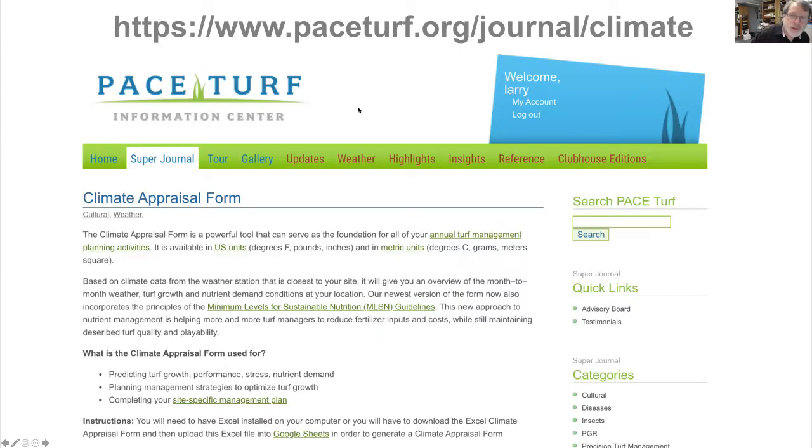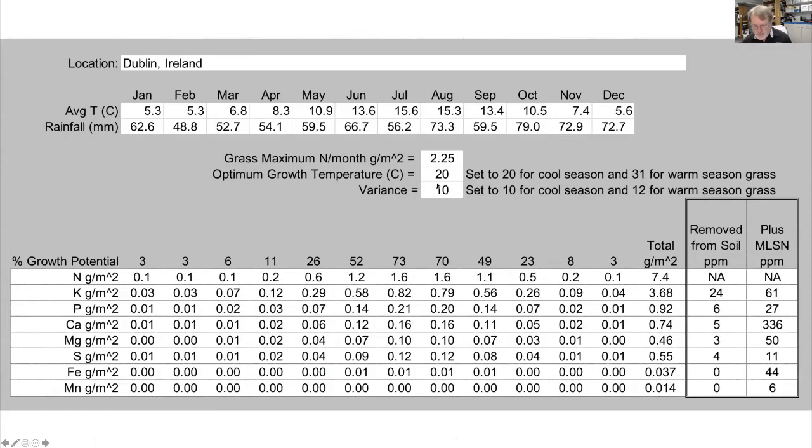So you can get the spreadsheet to run this from the Pace Turf website up here at the top of the screen. It's paceturf.org/journal/climate. It'll bring you to this page, and the metric units are here that you can access. And then, oh boy.